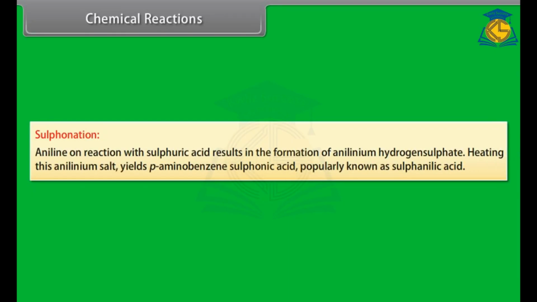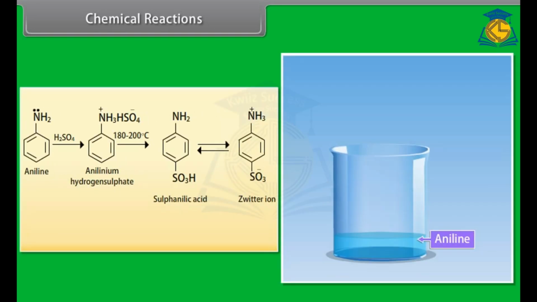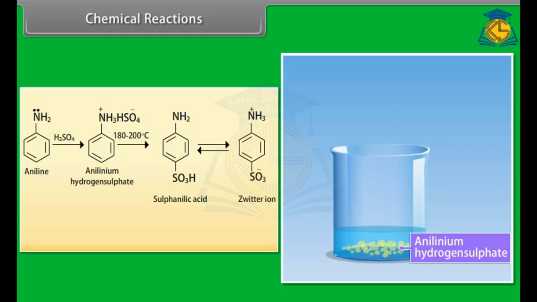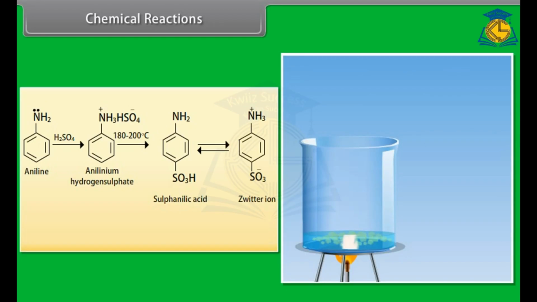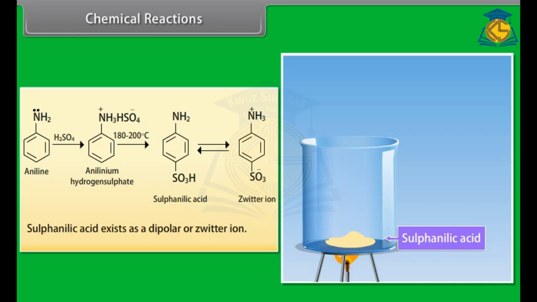Sulfonation. Aniline on reaction with sulfuric acid results in the formation of anilinium hydrogen sulfate. Heating this anilinium salt yields para-aminobenzene sulfonic acid, properly known as sulfanilic acid. Aniline reacts with sulfuric acid and forms anilinium hydrogen sulfate, and then heating the anilinium salt at 180 to 200 degrees Celsius, it forms sulfanilic acid. Sulfanilic acid exists as a dipolar or zwitter ion.